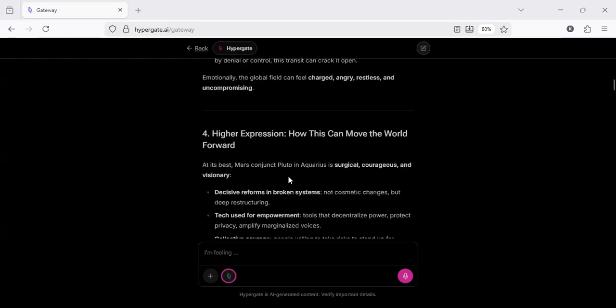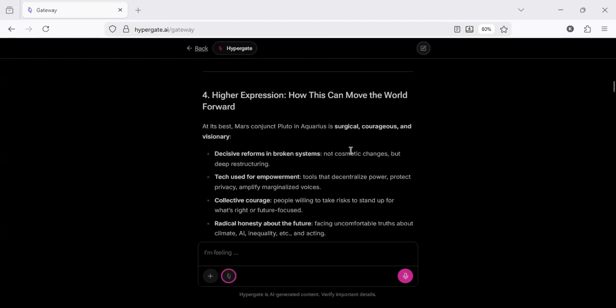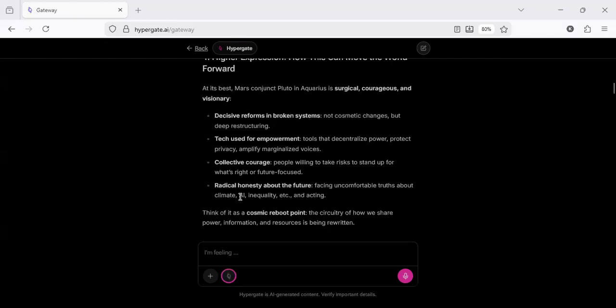How this can move the world forward. It's also surgical, courageous, and visionary. Decisive reforms in broken systems, not cosmetic changes, but deep restructuring. I think we're seeing this right now. Tech used for empowerment: tools that decentralize power, protect privacy, amplify marginalized voices. Collective courage: people willing to take risks to stand up for what's right or future-focused. And this is totally subjective. Let's put that there.